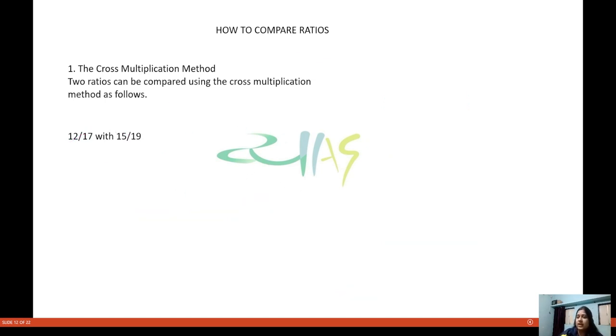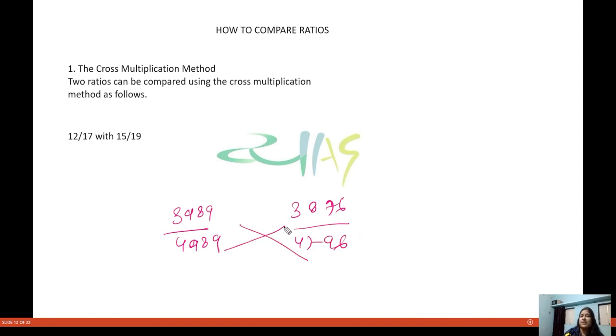But if you are given something like 3989 divided by 4989 and 3876 divided by 4796, will cross multiplication be a simple method? Definitely not. Cross multiplication is definitely not simple here. So we can use other methods, and those other methods we are going to see further.